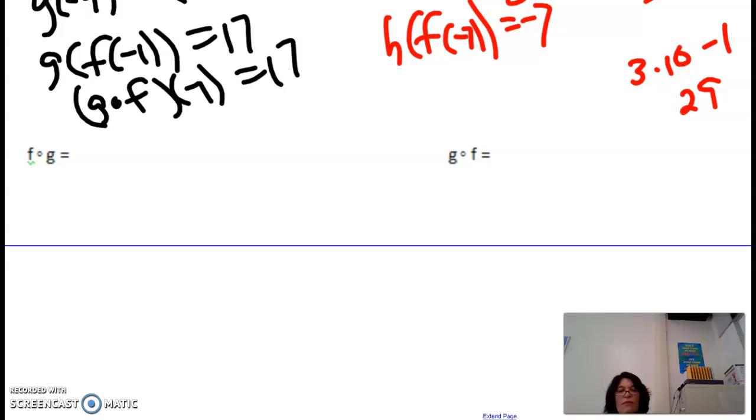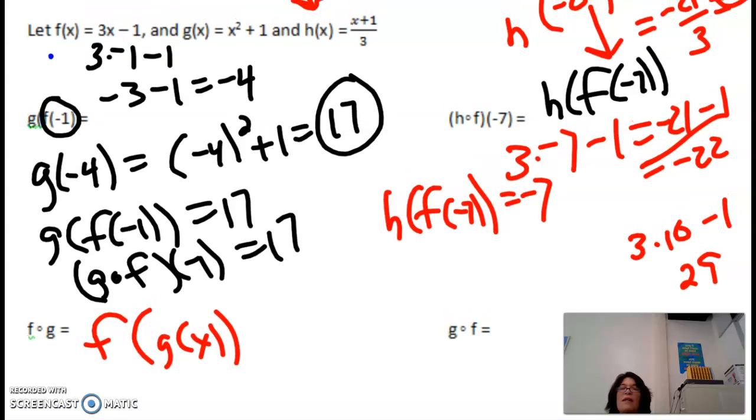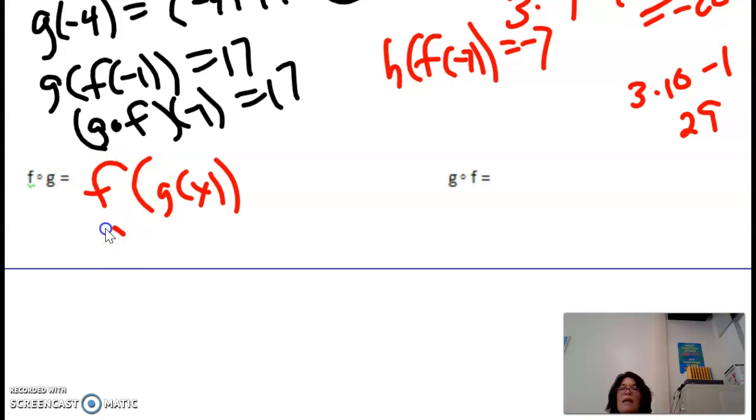So to continue from the last part, we just need to finish up writing the composition of functions when we don't have a number, okay? So for example, here we have f of g. What we mean by that is f of g of x, okay? So if you remember what g of x was, it was defined as x squared plus 1. So we want f of x squared plus 1.